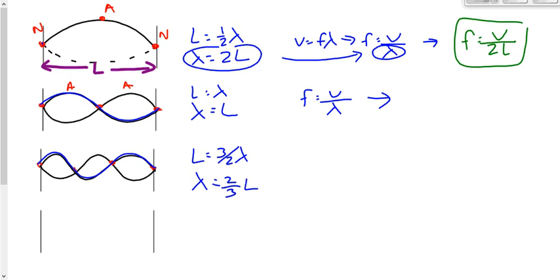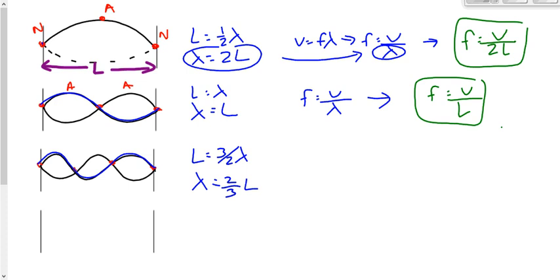For the next one, we would say F is equal to V over lambda. What's lambda equal to? L. So it becomes F is equal to V over L. The second one that we saw yesterday was at 5 hertz, then 10 hertz. The first one was V over 2L. The second one was V over L.